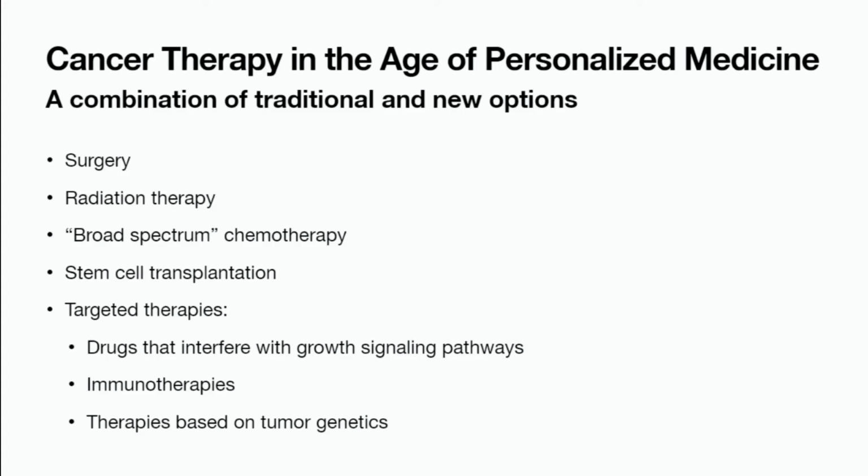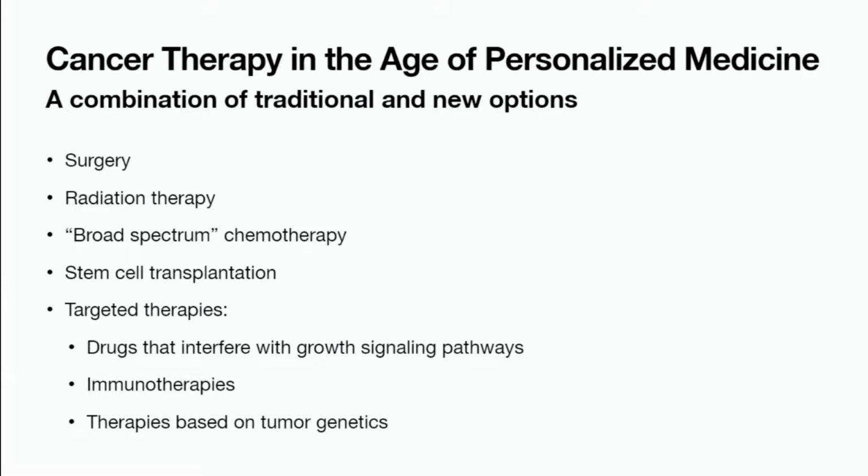So cancer therapy currently involves a combination of different types of modalities. There are the more traditional modalities, which have been with us for a long time. And in addition, we have some newer modalities which have become available to us with improved technology as well as improved diagnostic techniques. So for solid tumors in particular, the traditional modalities would be things like surgery, radiation therapy, and what I would refer to as broad spectrum chemotherapy.